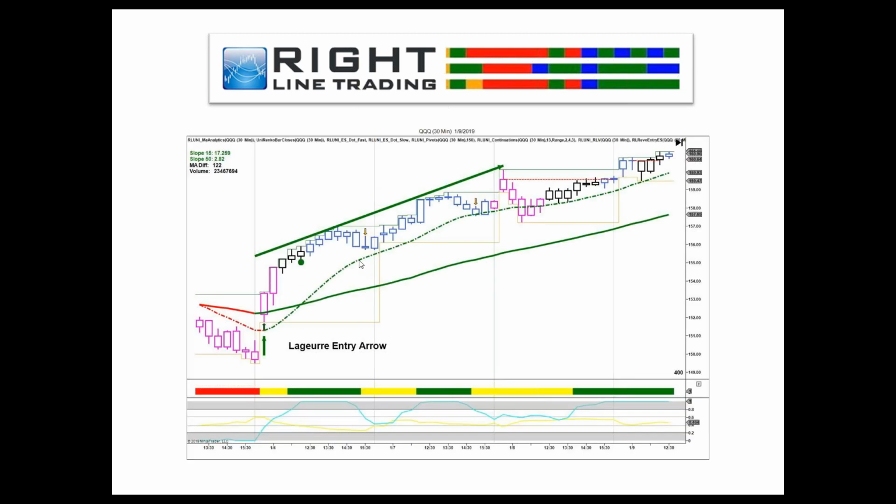Now, here's a Laguerre signal, and this is our modified Laguerre. And we've really made a lot of adjustments and changes in this Laguerre. It's not a standard open source indicator anymore. Now, the yellow line is called fractal energy. I left that in there, but I'm going to take it out.